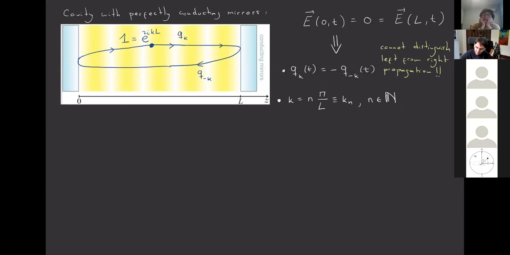And sometimes what we say is that the modes have to reproduce, let me write this properly.